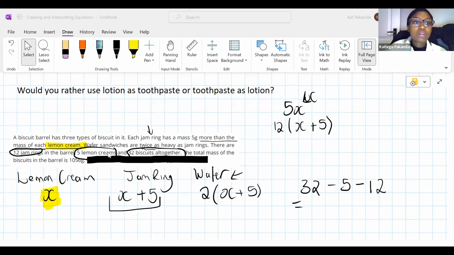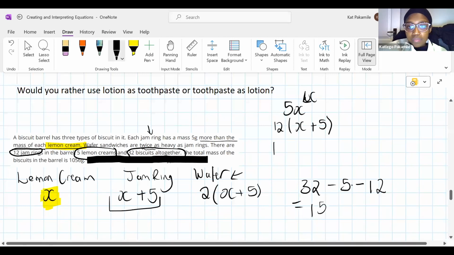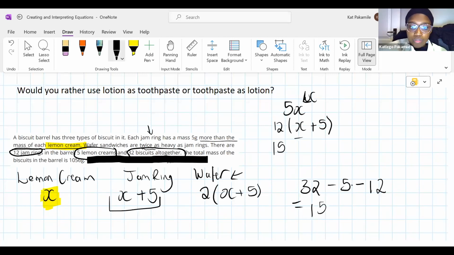Do you see why I said we must follow the language? This is why there's a lot going on now. So it's 15. Amy, I'll take your question just now. So there are 15 wafers. So it's going to be 15 times all of this, 2 times X plus 5.